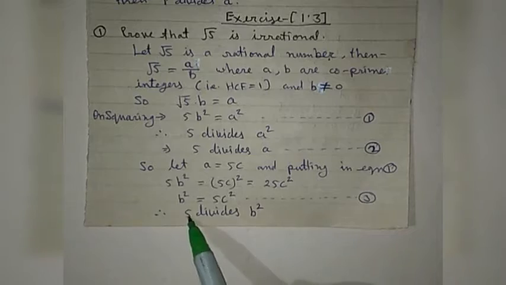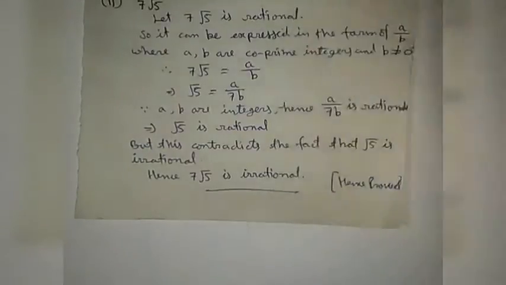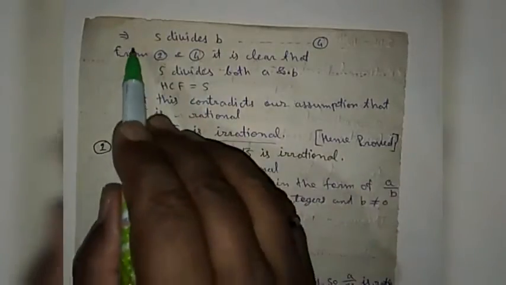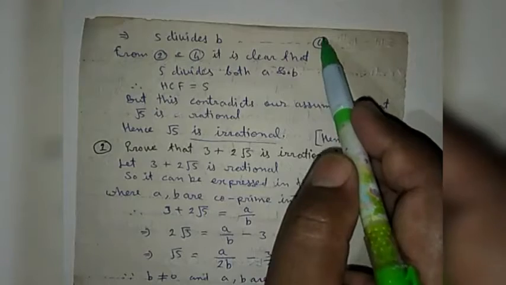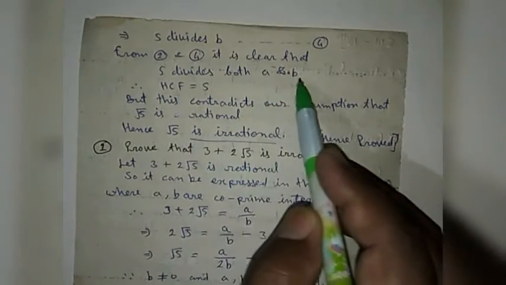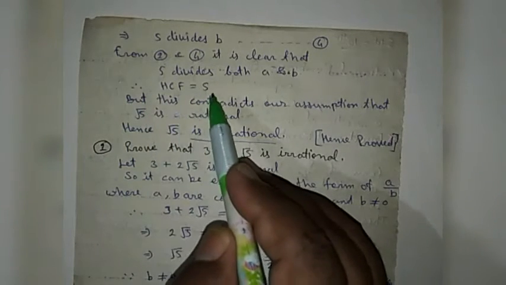This means 5 divides b square. 5 divides b square, it gives, it means 5 divides b. It is equation 4. From 2 and 4, it is clear that 5 divides both a and b, means HCF of a and b is equal to 5.